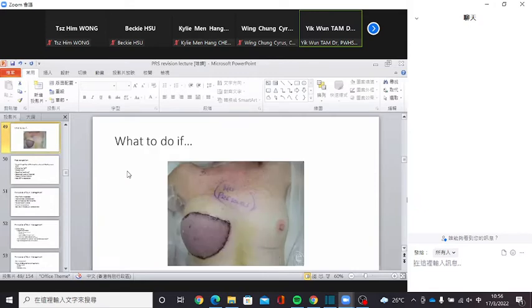This is a diagram from online. Can anyone tell me what's wrong with this patient? This patient had a breast reconstruction. She has a flap over her right breast. Can anyone tell me, is it a normal appearance or is it abnormal? And if it is abnormal, what's going on? And how are you going to manage this problem?